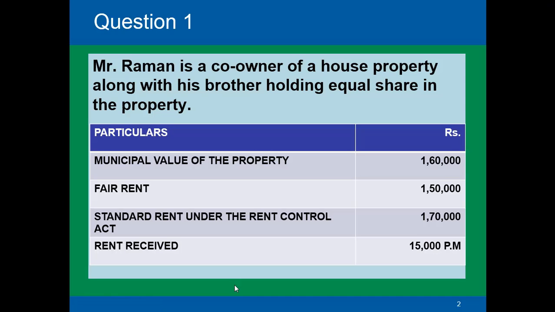Mr. Raman is a co-owner of a house property along with his brother, holding equal share in the property. Now there is certain information which has been given with respect to the house property. Municipal value of the property is rupees 1,60,000. Fair rent is rupees 1,50,000.